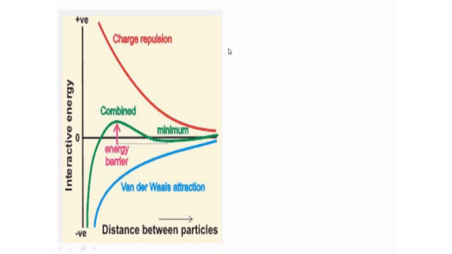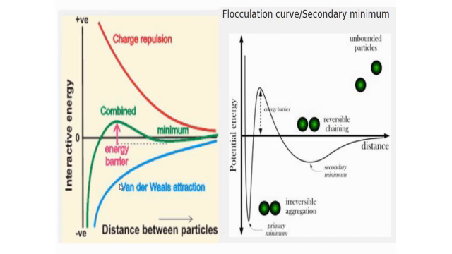This is the chart of the interaction energy, with the positive and negative sides. This is the charge repulsion, and combined, this is the energy barrier. This is the van der Waals attraction, this is the charge repulsion, and this is the distance between the particles. If we increase the distance between the particles, both become less, but if we decrease the distance, both their magnitudes increase. The magnitude of the repulsion also increases, and the magnitude of the attraction also increases.